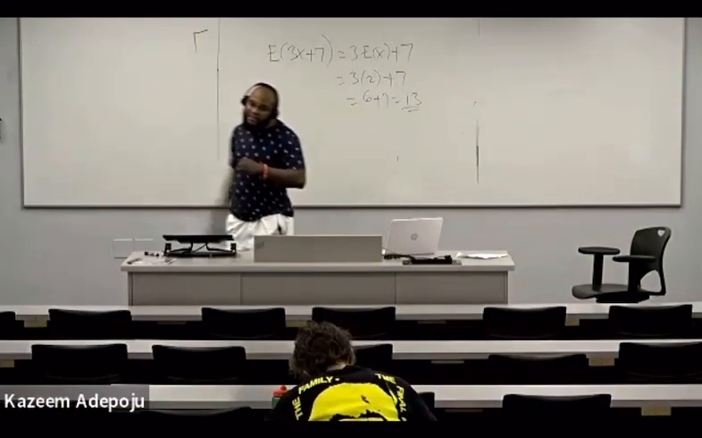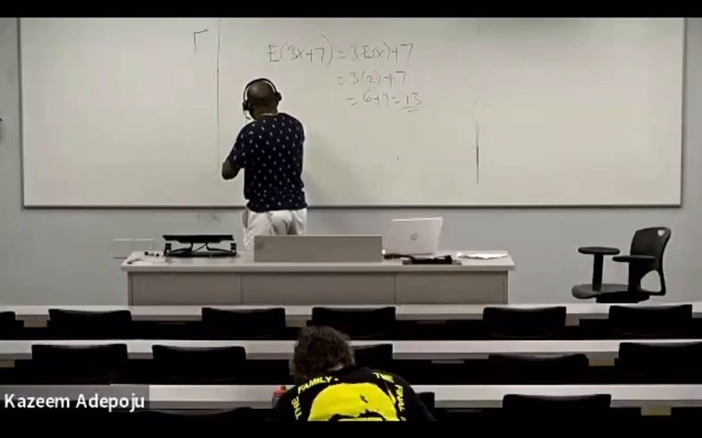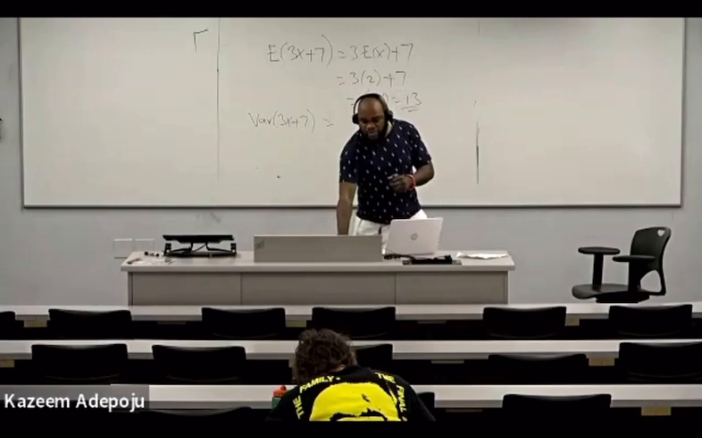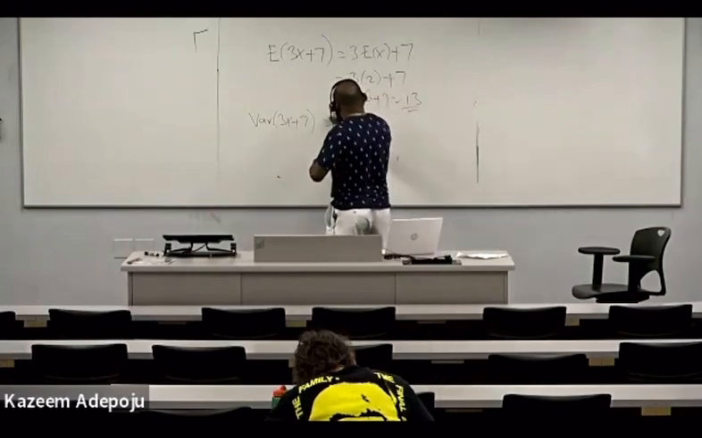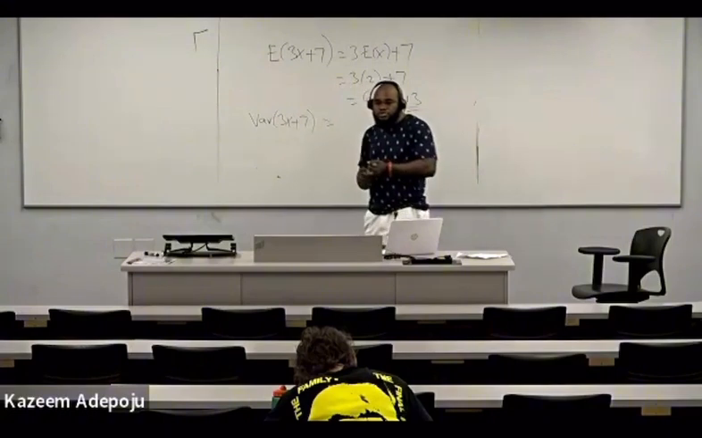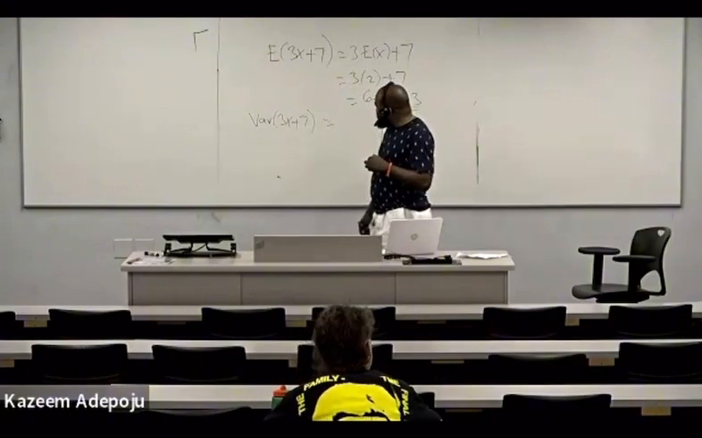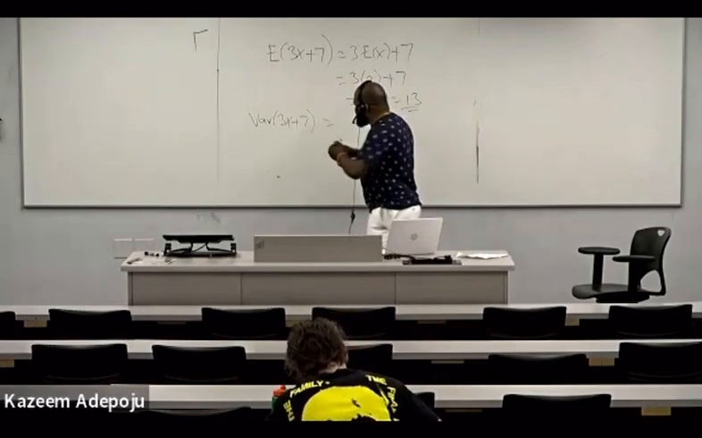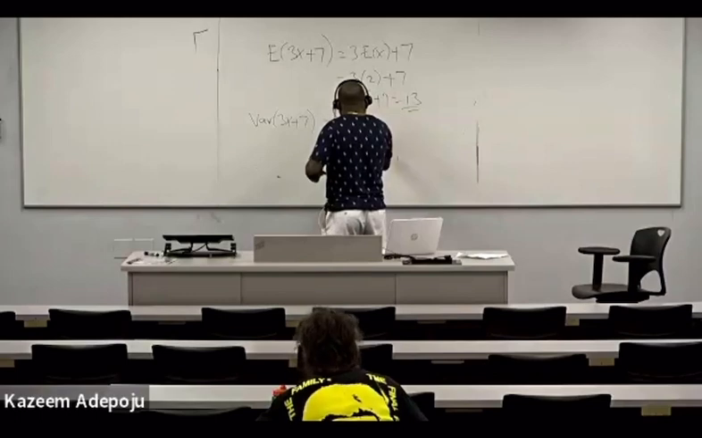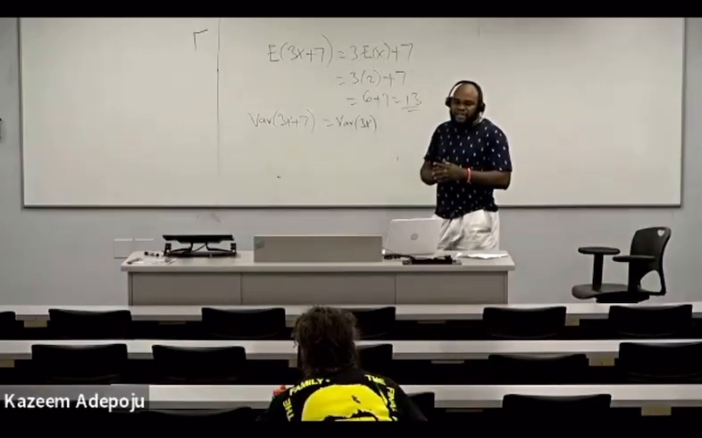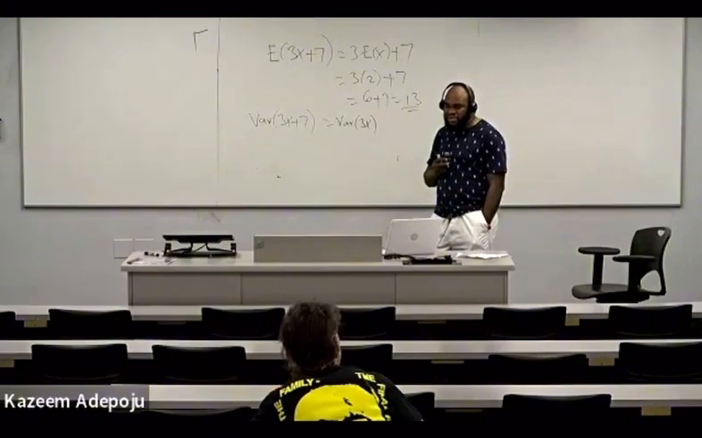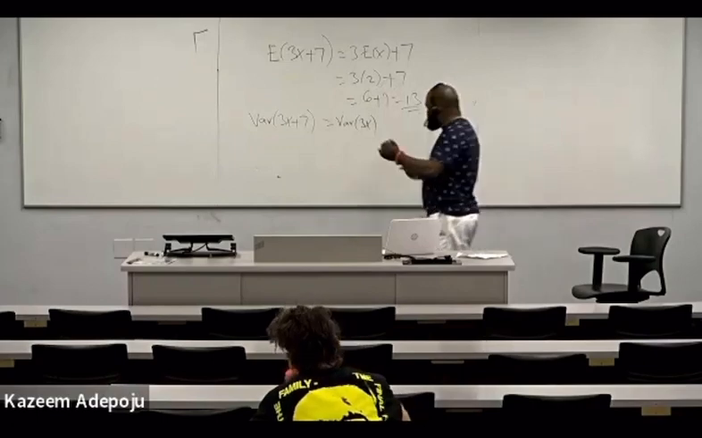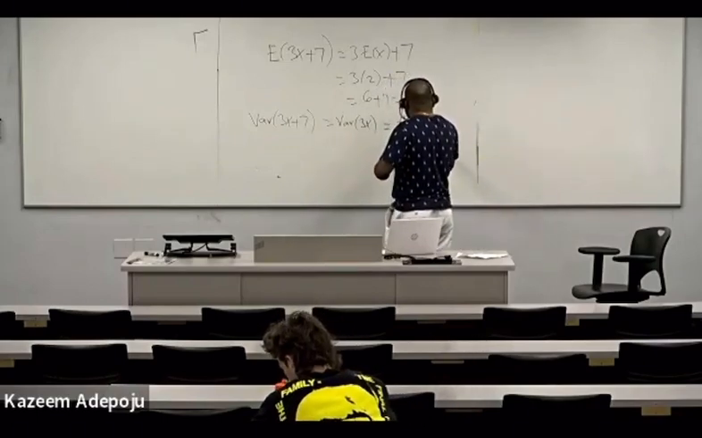Now, if you want to find the variance of 3x plus 7, you can save your time. Where there is no variable, you don't reckon with that. This is more or less the same as just the variance of 3x. If there's no variable, there's no variation. I think you know that, right? Now, 3 here is a constant, so it's going to be 3 squared times the variance of x.